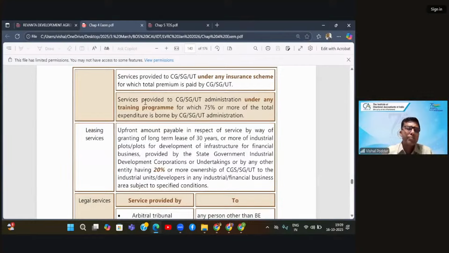Next, where I am providing services to government of what? Under any training program for which 75% or more of that fees is borne by the government. So government is running this particular scheme, Sarva Saksharta Abhiyan, or the skill development, Kaushal Vikas Yojana. Under that, the government is providing free training to multiple people, or whatever is the fees, the government says that government will pay 80%, 90%, you have to pay only 10%.